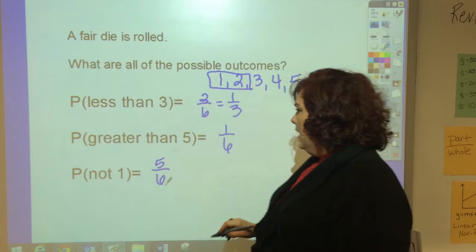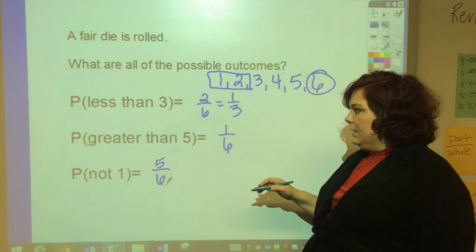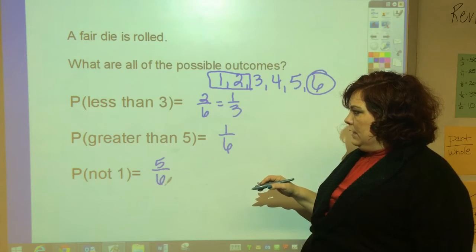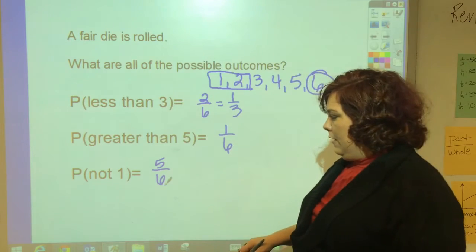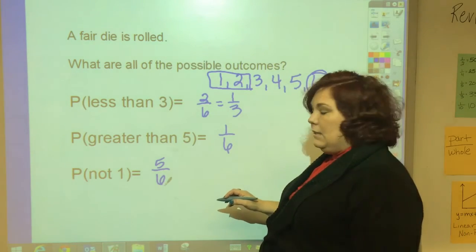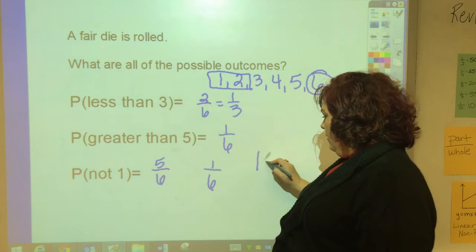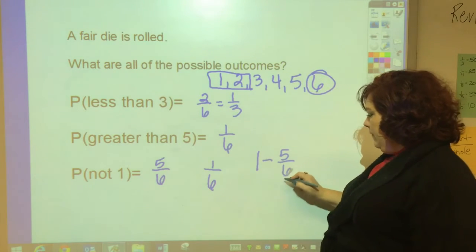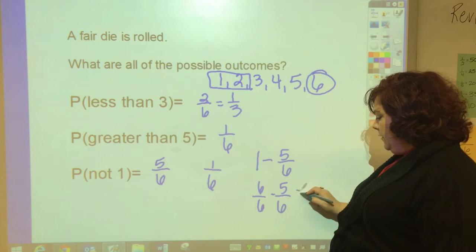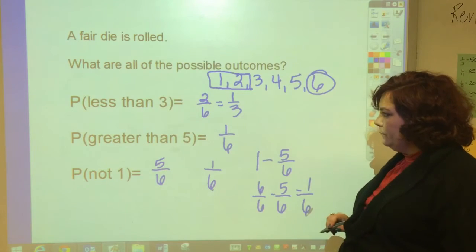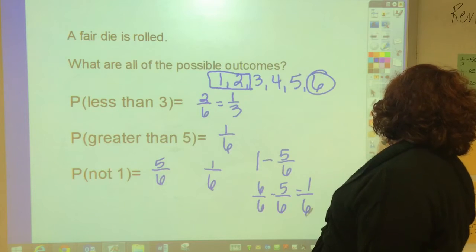5 out of 6. And again, you could change these to decimals. You could change them to percents. You can see that the complement to not 1 is 1, and that is 1/6. 1 minus 5/6, so 6 over 6 minus 5/6 equals 1/6. So that gives you an idea of simple probability.